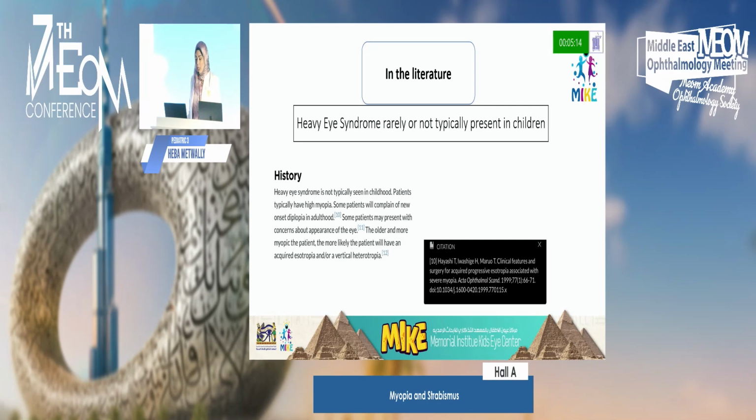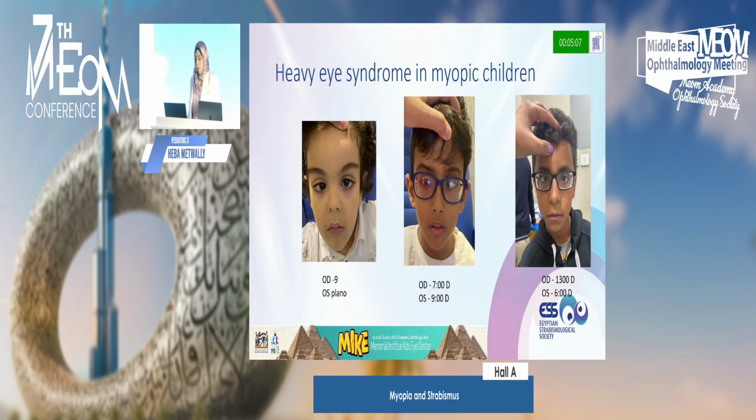But in the literature, it was mentioned that heavy eye syndrome is rarely or not typically present in children. Today I will show you some cases that I found that already had myopic heavy eye syndrome while they were still children, and they are not reported in the literature. This is one of the drawbacks of myopia, which we should control by atropine or spectacles to avoid this pathology. I have 3 patients, two with anisometropia and one without evident anisometropia.